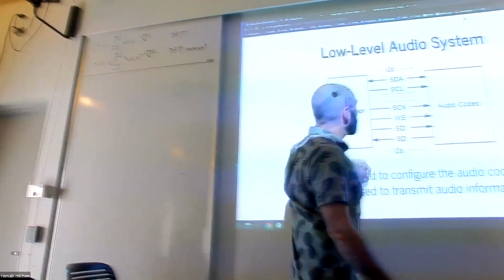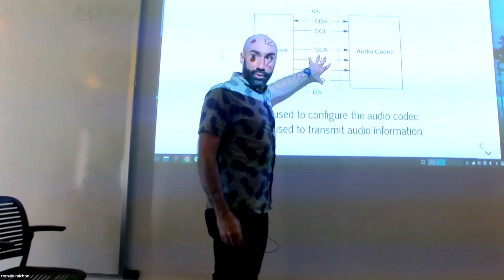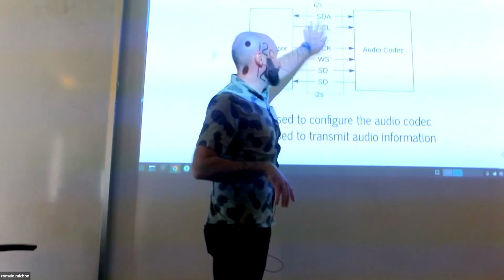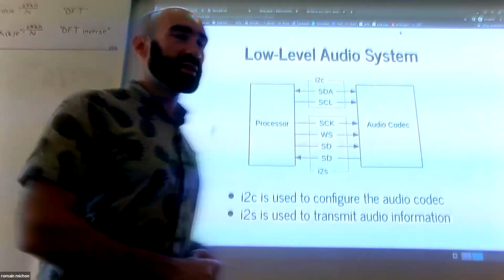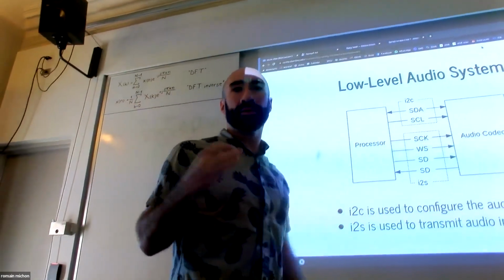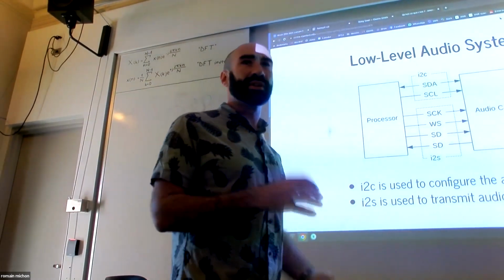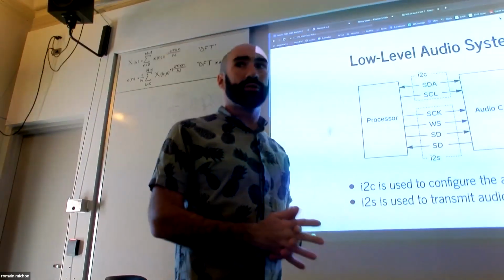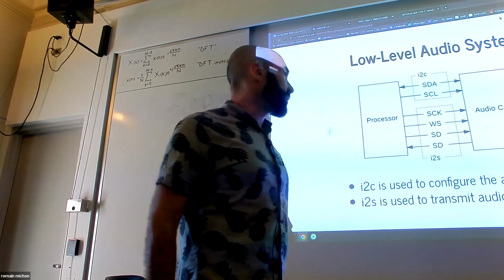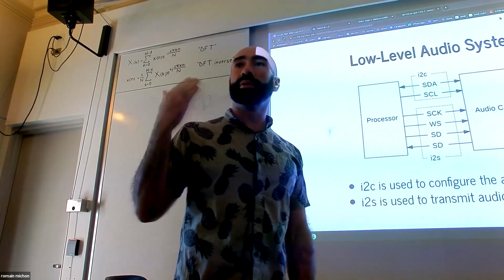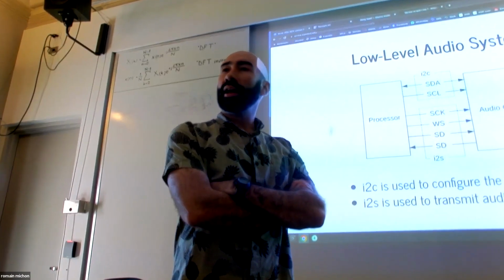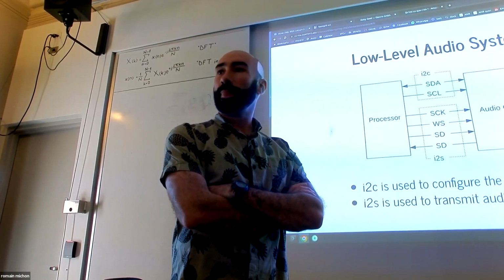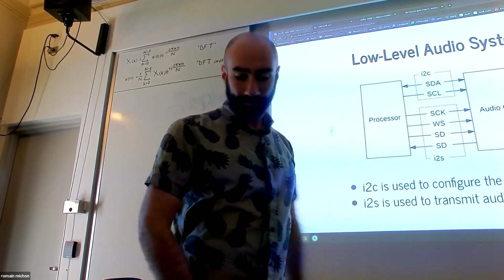And again, they should not be confused. I2S is for transmitting audio information. I2C is for transmitting any information. I don't think you could transmit audio information through I2C because it would just be too slow. I2S is really optimized for audio. So, any questions on this, or no?